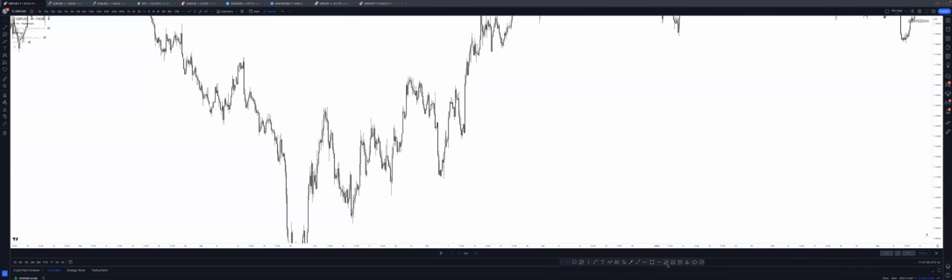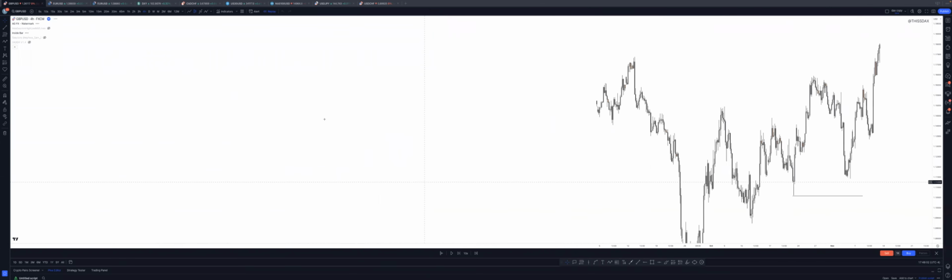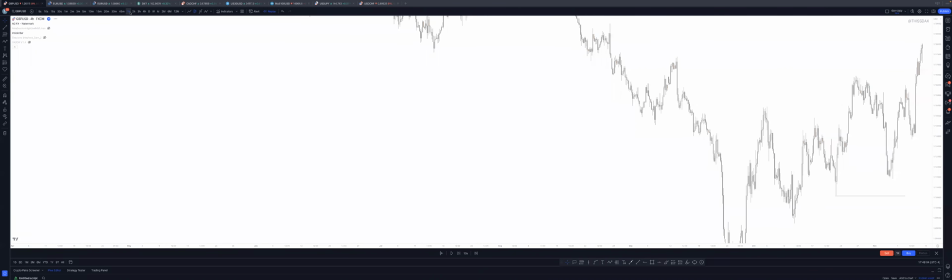Now, what do we have here? You can see this low. We have our A. We have this break. If you look closely, let me just go to the 1 hour time frame. Let me cut price back to the zone.